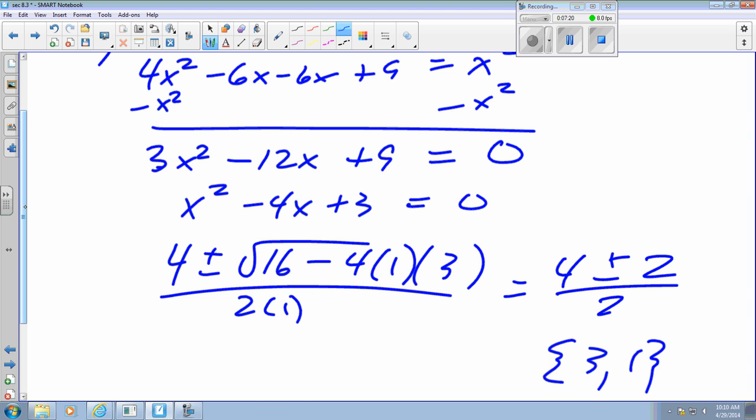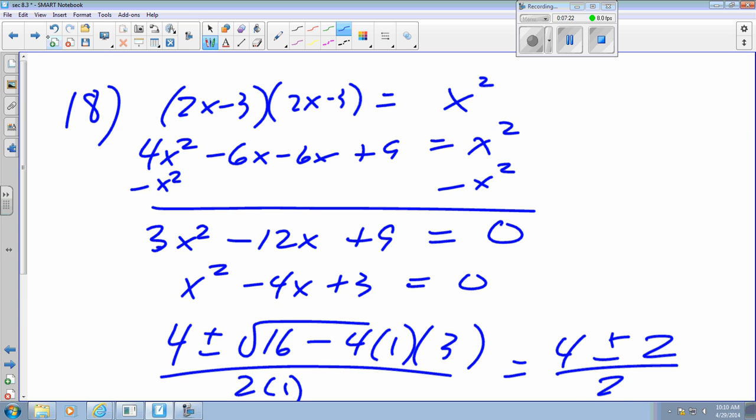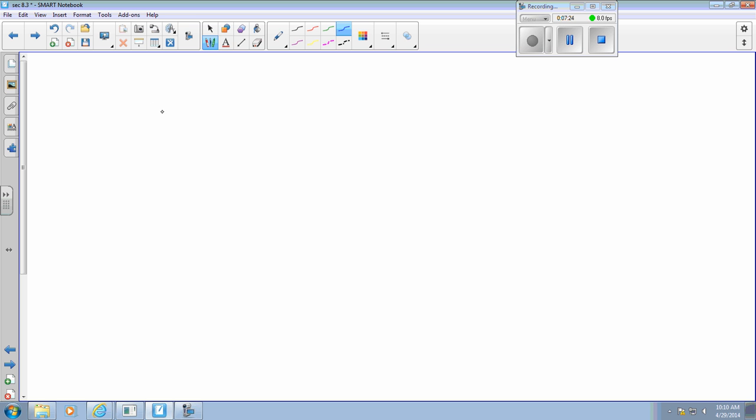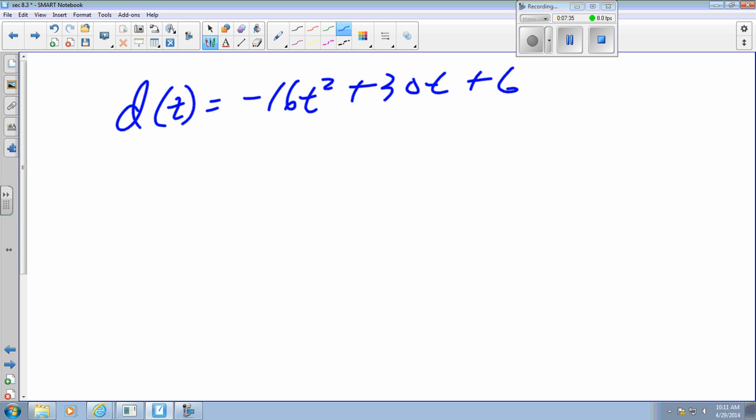The next one we're going to do is question number 19. It says, the cadets throw their hats in the air. We have the formula negative 16t squared plus 30t plus 6. In this case, our 16 is negative. We know that's true in this formula because of gravity pulling towards the Earth and their hats being thrown in the air, so that's why it's negative.